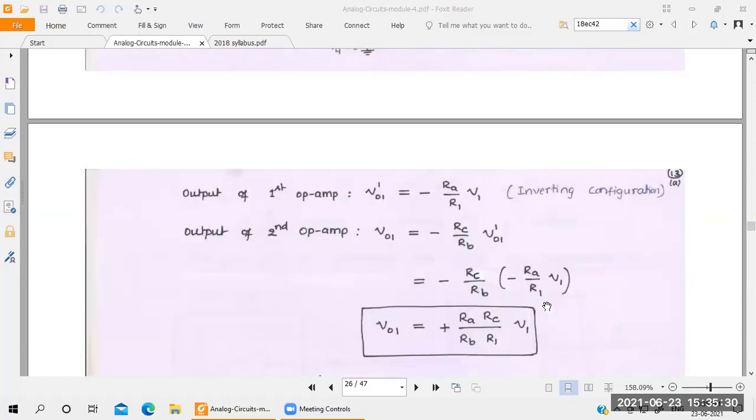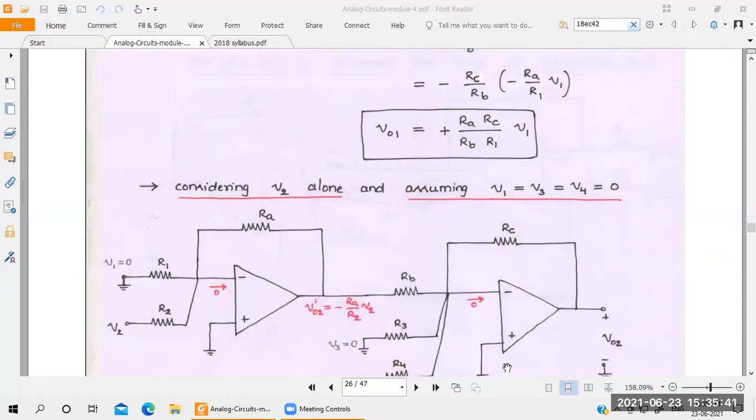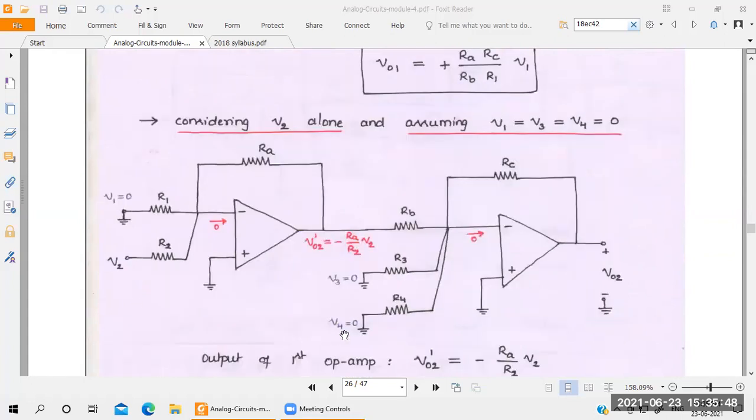Same thing, now you take the second voltage. What is the second voltage here? V2. So V2 you take alone here, and the remaining voltages we make 0. V1 is equal to V3, V3 is equal to V4, that should be equal to 0. Same thing, write the equation now. So V1 is 0, V2 is applied here, and V3 and V4 are 0. So when V1 is 0 here, what is the output of the first op amp now? V02. The second source voltage is now the output of the inverting op amp, the first op amp, that is minus RA divided by R2, feedback by input resistance, multiplied by V2.